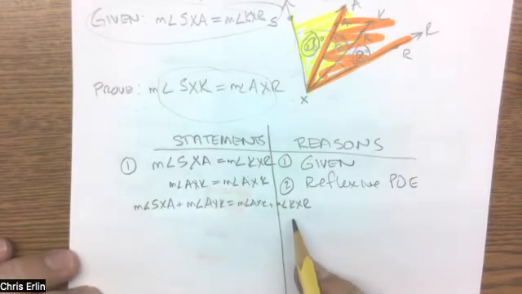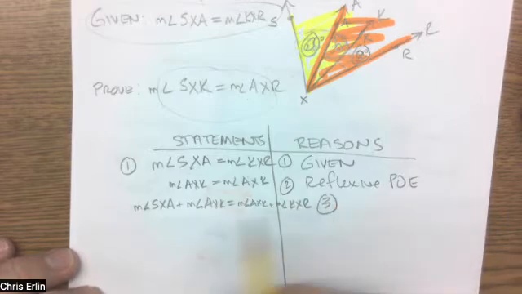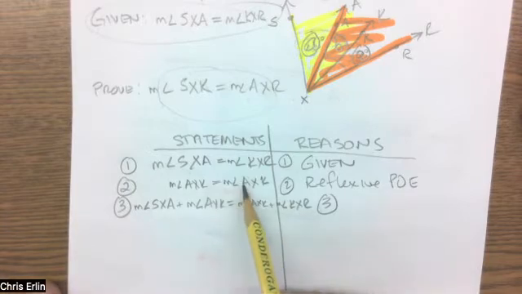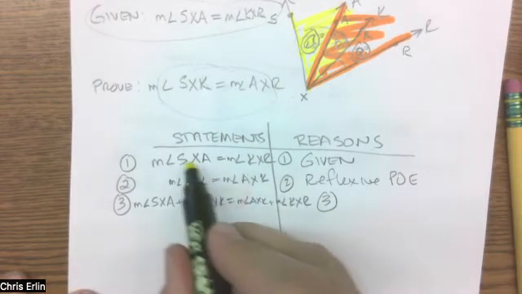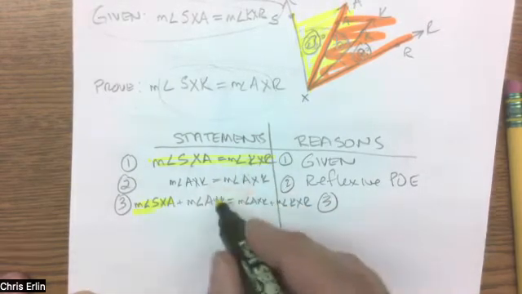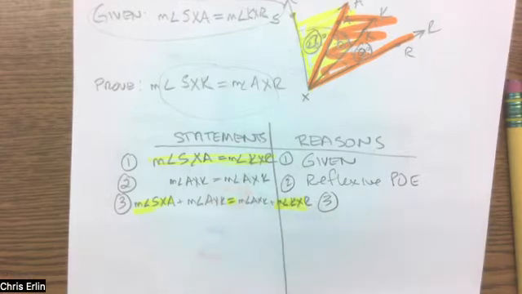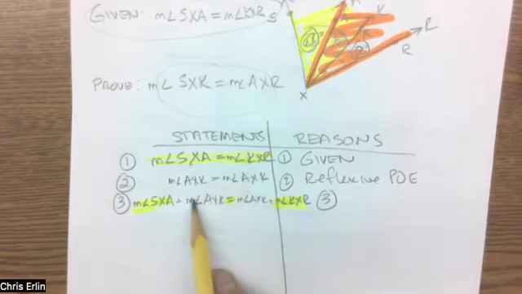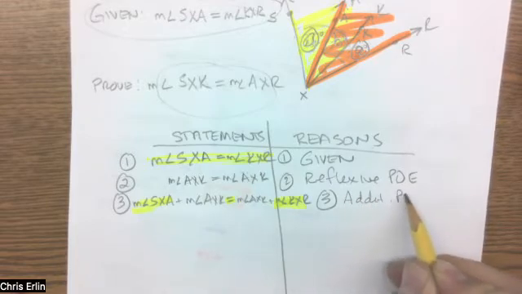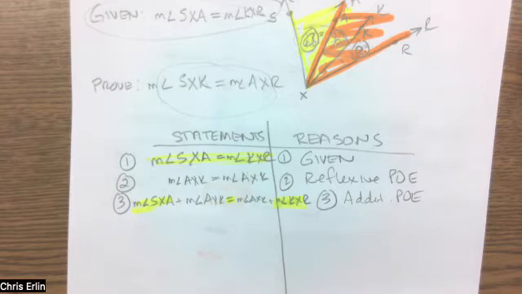Why do I get to do that? What's my reason to justify that? Do we all see that this whole equation is still intact down here? We've still got that. We've still got that. We've still got that. What have we brought into the mix? Addition. We did it to both sides, didn't we? So addition, property of equality.